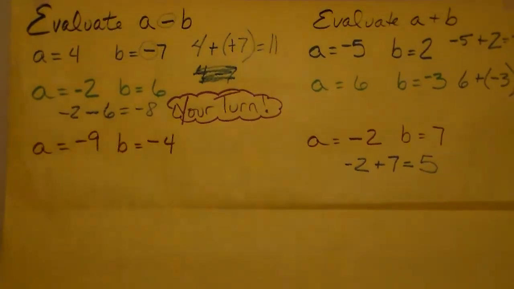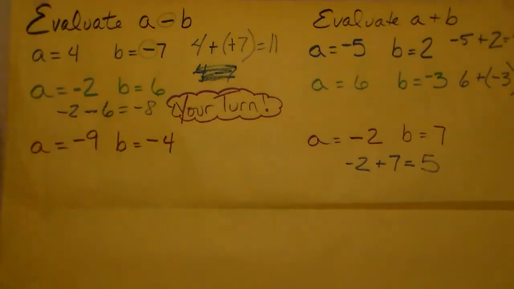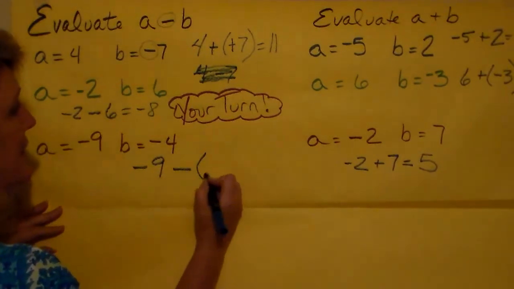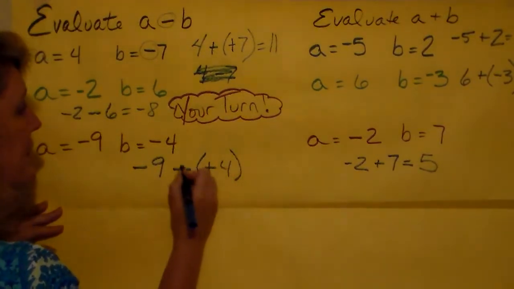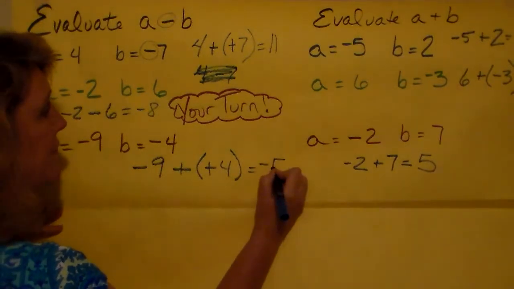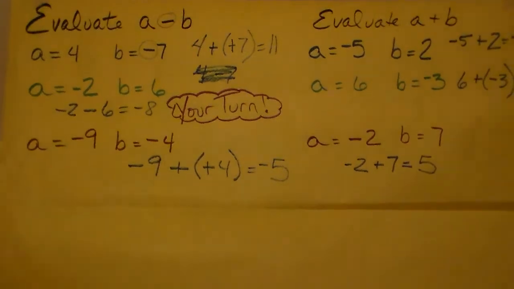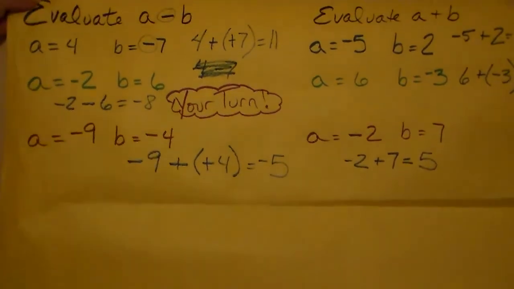Your turn. Give this one a shot. Push pause, come back, we'll do it together. All right, here I've got negative 9 minus negative 4, dink, dink, and I end up with negative 5. Did you get it?